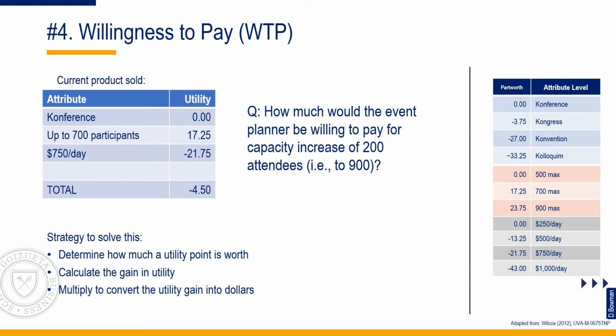Note that we aren't restricted to the attribute levels tested. For example, if you are willing to assume that utility is a linear function between 700 and 900 participants per day, we could interpolate the value for a capacity of 800.